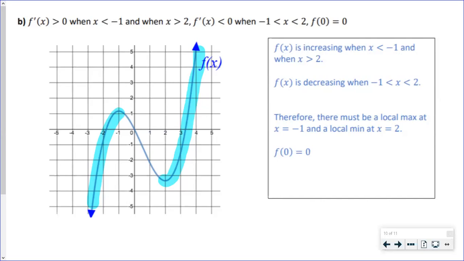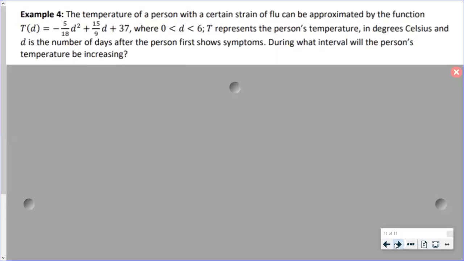Okay, so that's our last curve sketching example for today. I am going to leave an application problem for you to analyze on your own, because of course there's going to be some word problems in the unit. I believe this is quite ironic. The temperature of a person with a certain strain of flu, not COVID, but flu, can be approximated by this temperature function.